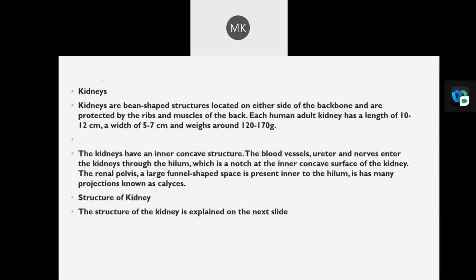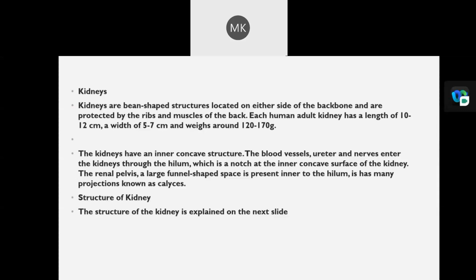Kidney. Kidneys are bean-shaped structures located on either side of the backbone, protected by the ribs and muscles of the back. Each kidney of a human adult has a length of 10 to 12 centimeters, a width of 5 to 7 centimeters, and weighs around 120 to 170 grams.